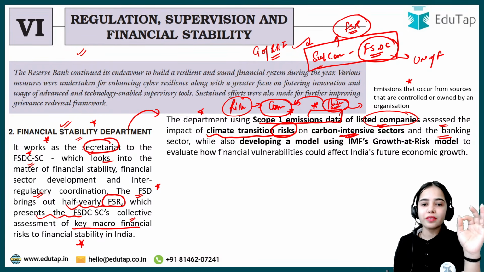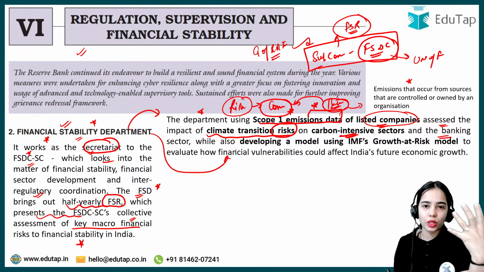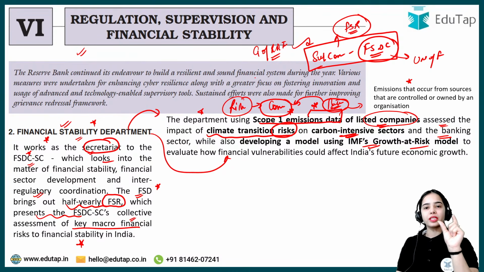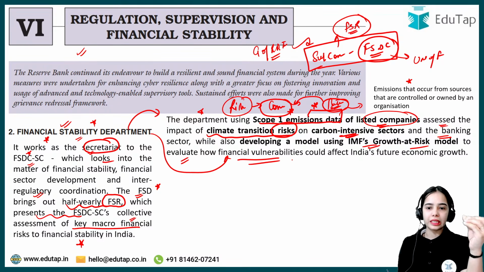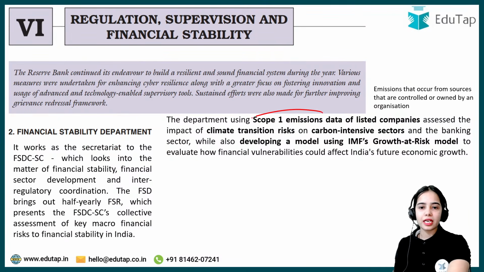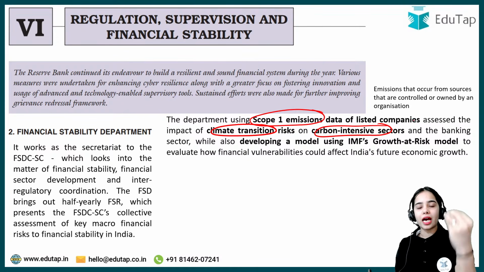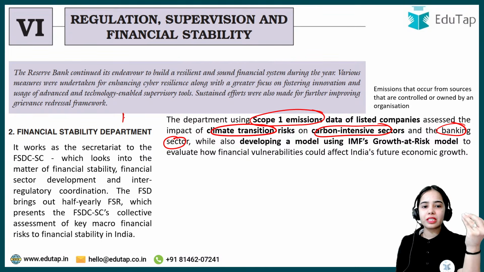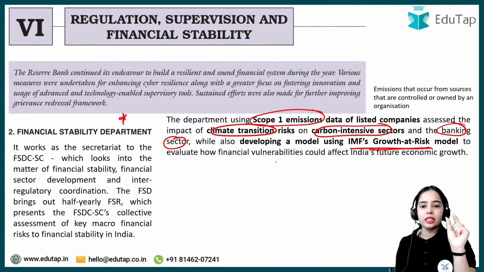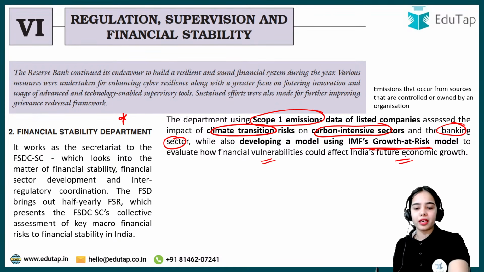So the department, using the data, has assessed the impact of climate transition risk on the carbon intensive sectors and the banking sector. The department is also developing a model using the IMF's growth at risk model, to evaluate how financial vulnerabilities could affect India's future economic growth. Okay, so this is the broad idea. What kind of data has been used? Scope 1 emission data has been used for seeing the impact of climate transition risk on the carbon intensive sectors and how this will impact the banking sector. As well, the department is developing a model using the IMF's growth at risk model to see how financial vulnerabilities can impact India's future economic growth.